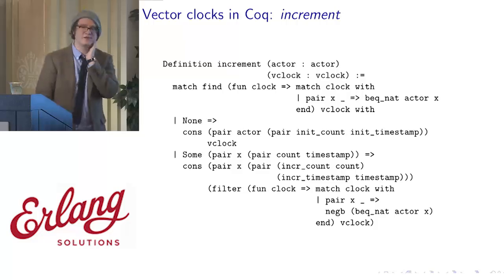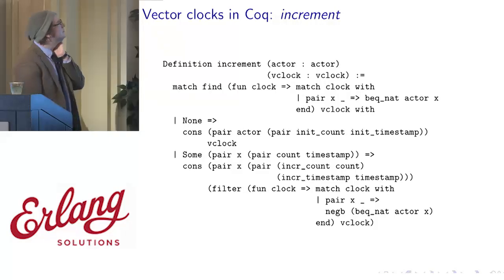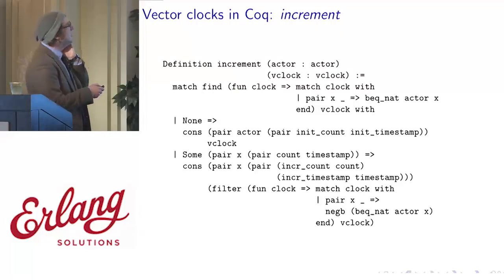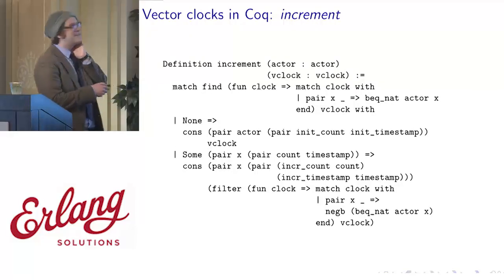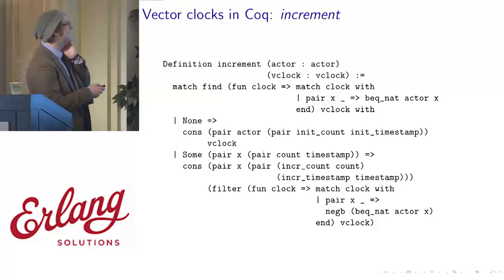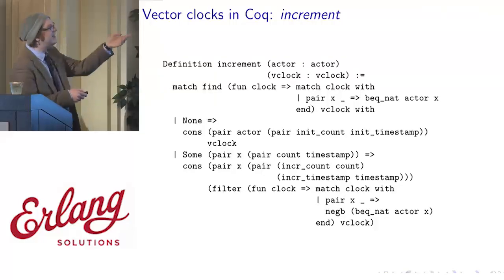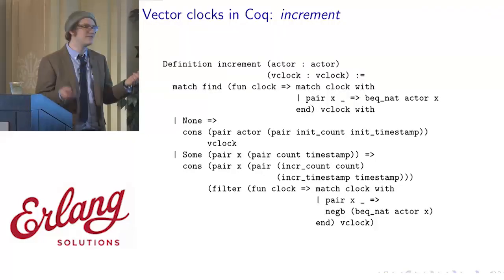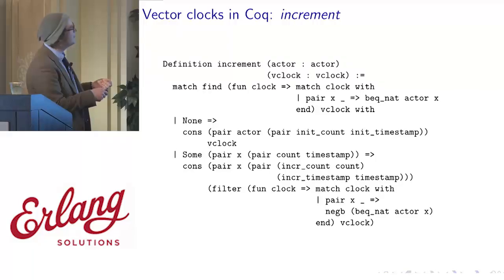So what does the increment function look like? To increment, we want to provide an actor, and then we want to provide a vector clock. And this is where things start to get hairy. So ignore the repetition. We'll talk about that in a second. But what we want to do is find the actor in the vclock if it exists. And this returns an option type. So we either get none or some with the value. And this is us destructuring it.